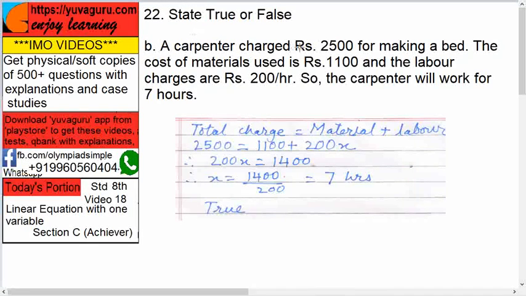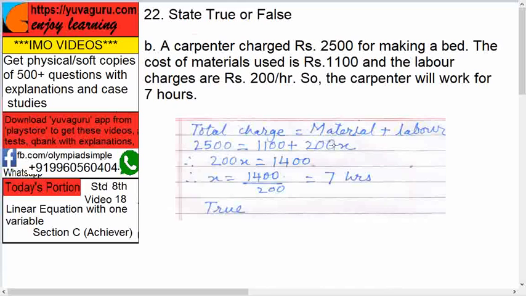A carpenter charged rupees 2500 for making a bed. The cost of the materials used was rupees 1100 and the labor charges are rupees 200 per hour. So the carpenter will work for 7 hours. This is the total cost. Here total charge equals material plus labor. Now material is a lump sum, meaning when you charge in one stroke, you don't give any calculations. 1100 for materials, and the labor is per hour.